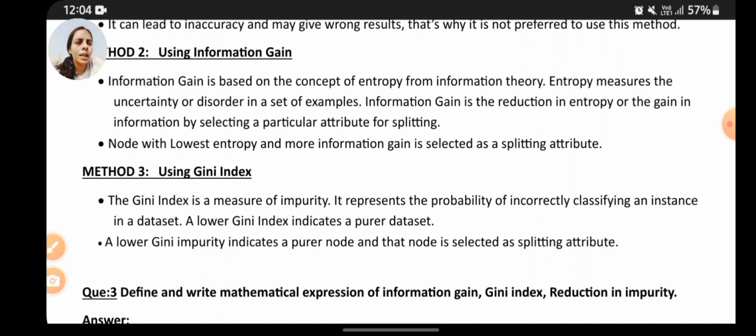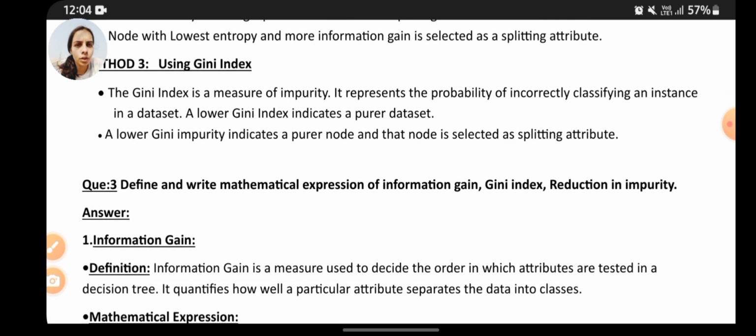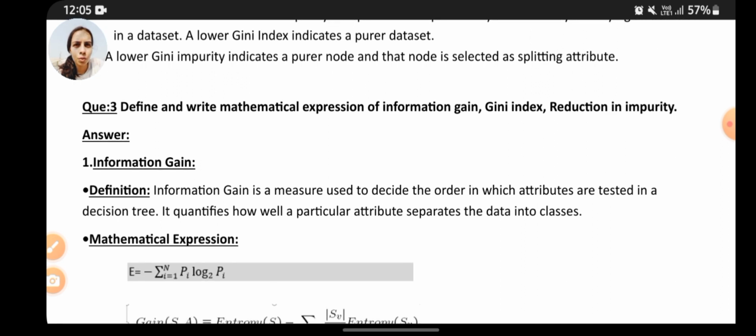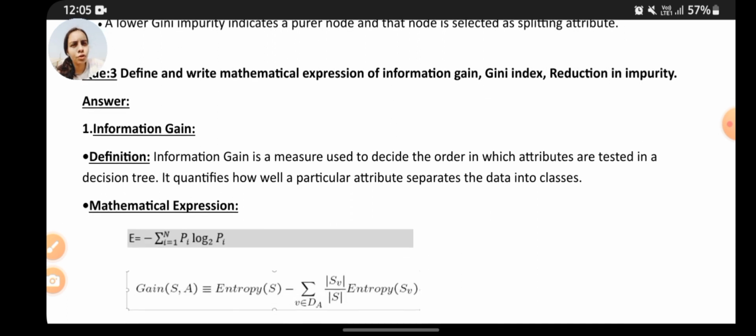Node with the lowest entropy and more information gain is selected as a splitting attribute. Method 3, using Gini index. So Gini index is a measure of impurity. It represents the probability of incorrectly classifying an instance in the dataset. A lower Gini index indicates a purer dataset. Lower Gini impurity indicates the purer node. That node is selected as a splitting attribute.